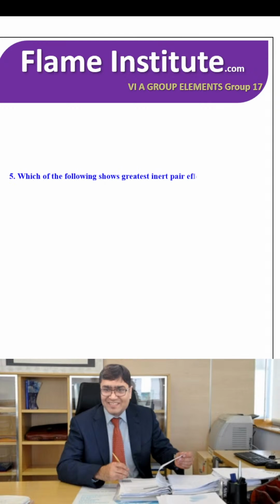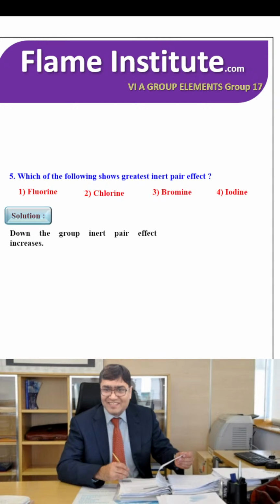Which of the following shows greatest inert pair effect? Fluorine, chlorine, bromine or iodine? Down the group inert pair effect increases, so iodine is the right option.